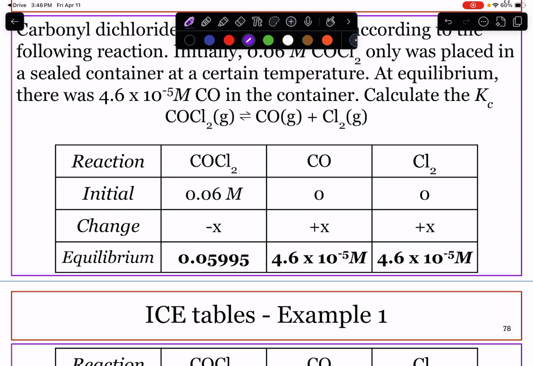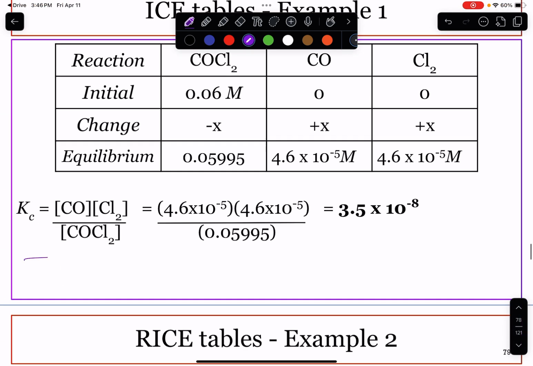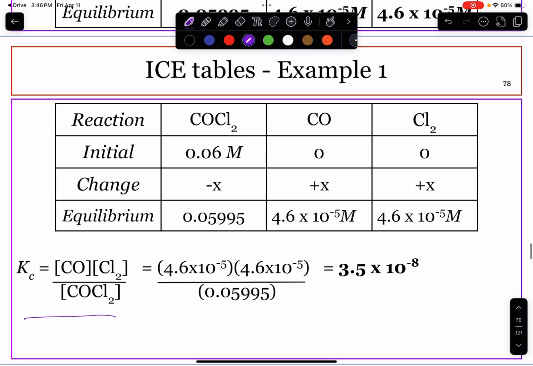Now we can plug in these values into our K expression, which is products over the reactants. So we have our products multiplied together. Our products can be plugged in as 4.6 times 10 to the -5. Here's the products in the numerator. Then the denominator is the COCl2, which is right here. Pause and type this into your calculator, and you should get 3.5 times 10 to the -8.